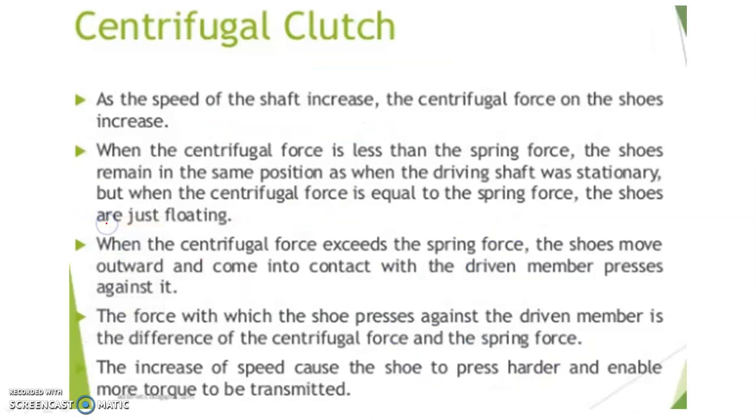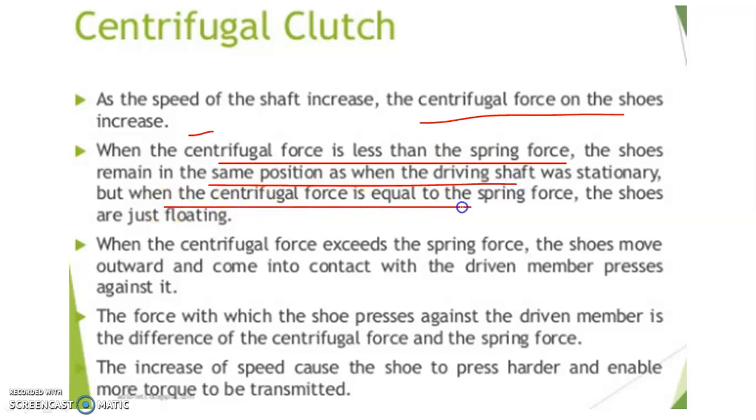As the speed of the shaft increases, the centrifugal force on the shoes increases. When the centrifugal force is less than the spring force, the shoes remain in the same position as when the driving shaft was stationary. But when the centrifugal force is equal to the spring force, the shoes are just floating. So this way it works.